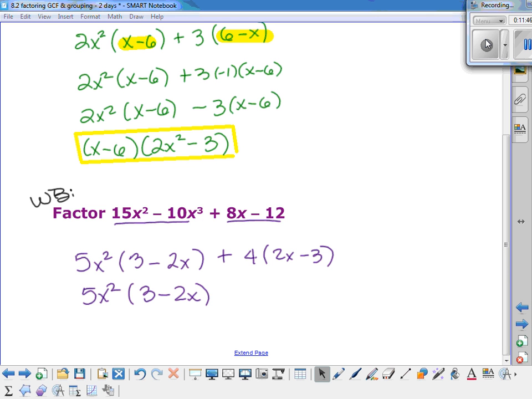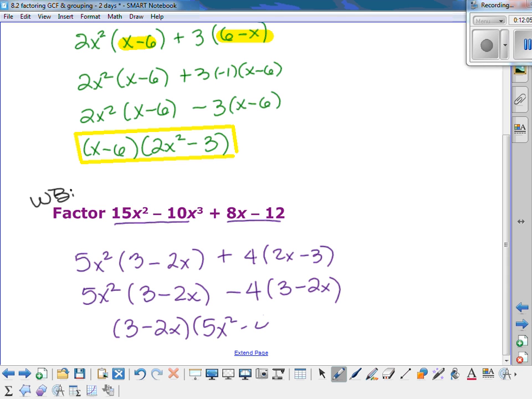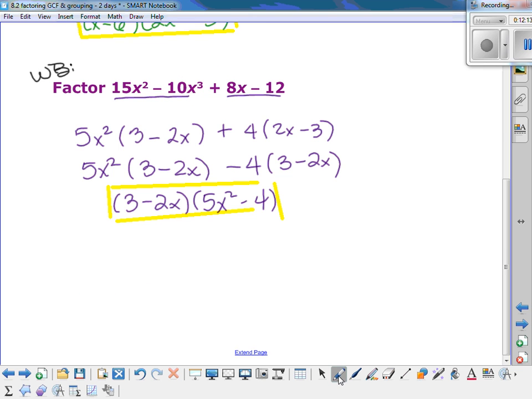So in the first step, we end up with opposites. So if I make it a negative 4, then I can flip that second one around and make it 3 minus 2x also, so that they match. Okay? Most of you were doing that, so. And then we have 3 minus 2x times 5x squared minus 4. Okay, got another one for you here.